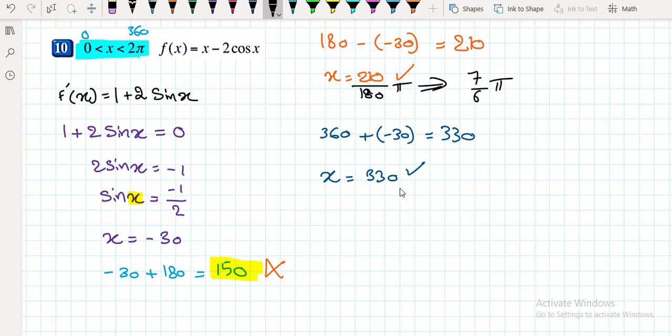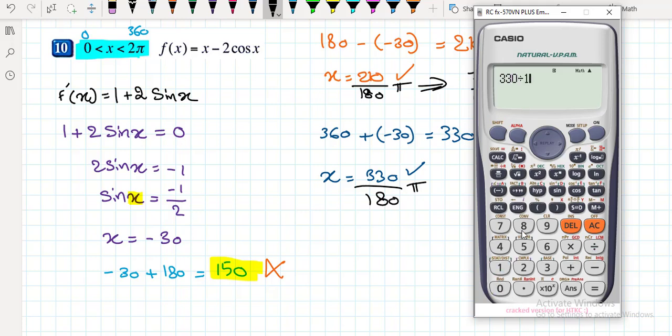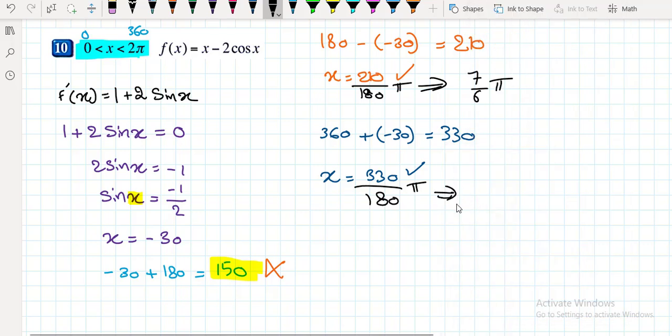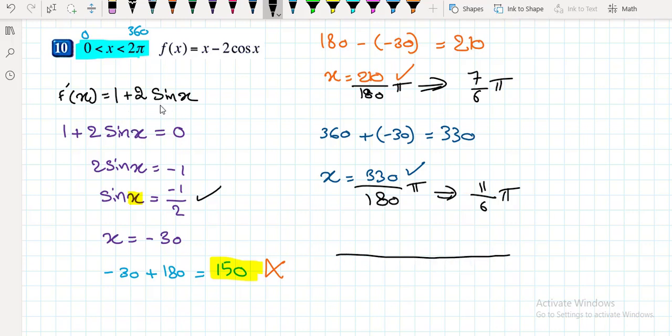Okay, and this one, if I divide by 180 and write pi next to it, 330 divided by 180 is equal to 11/6 pi. So the result is 11/6 pi. Now I have two critical values. Both are in the domain of 0 to 360, and they both satisfy this equation. Now we got the critical values, and this is a sine function. Sine will not be undefined. It's not rational, it's not radical. Then I don't try to find where f prime is undefined, because it is not.